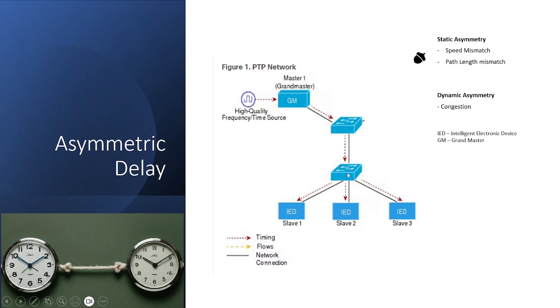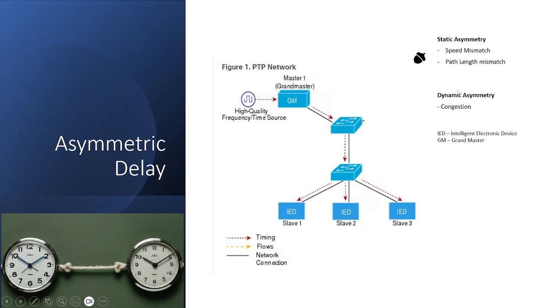So here, going back to this again, there is speed mismatch and there's path length mismatch. Path length may matter because if this is a routed network, going in this direction, you may take one path, and going backwards, you may take a completely different path, and there may be some delay asymmetry, which PTP is not going to know about. So these two are problems that you will have to deal with.